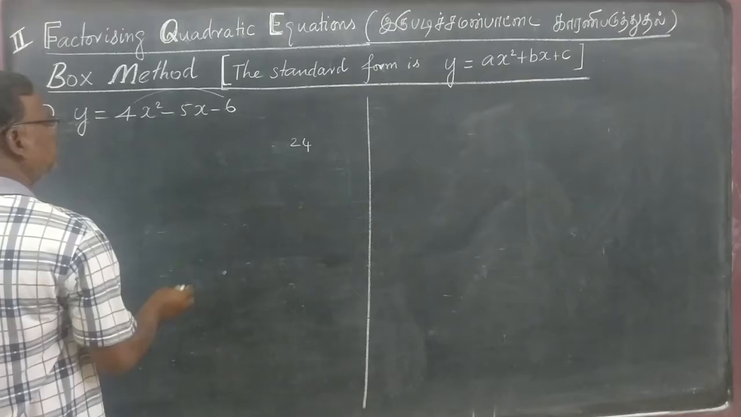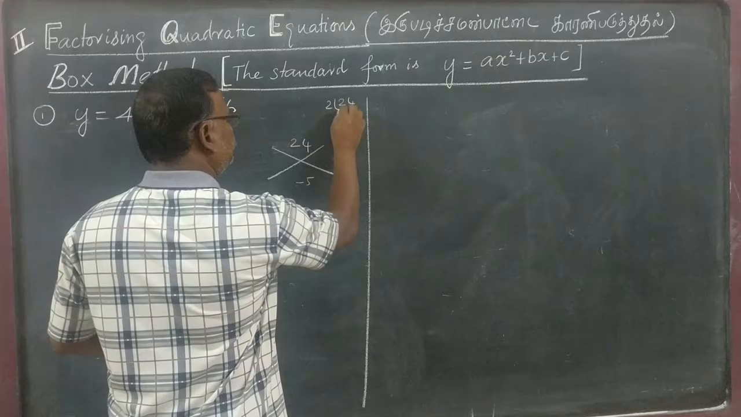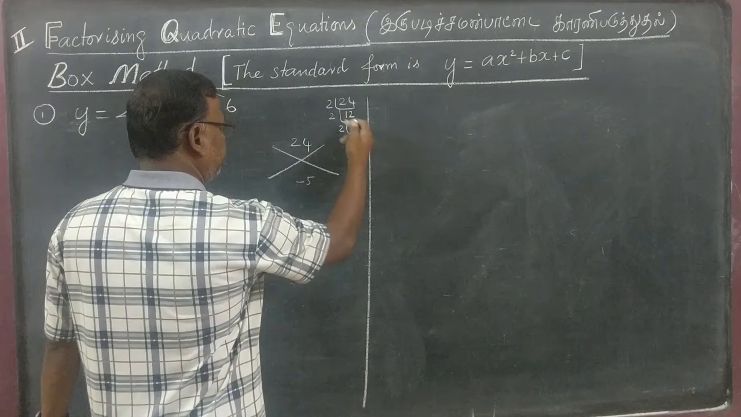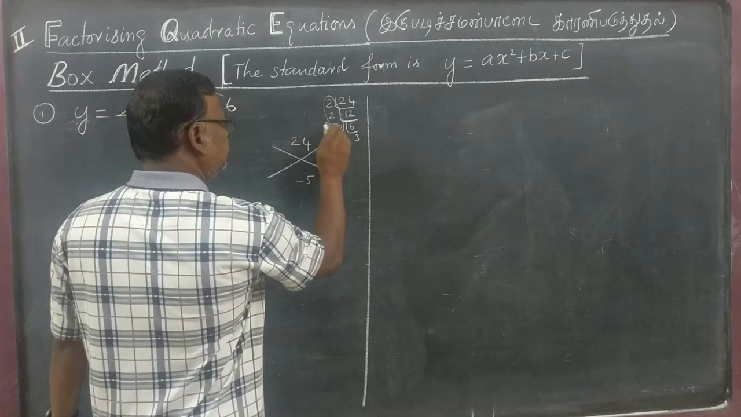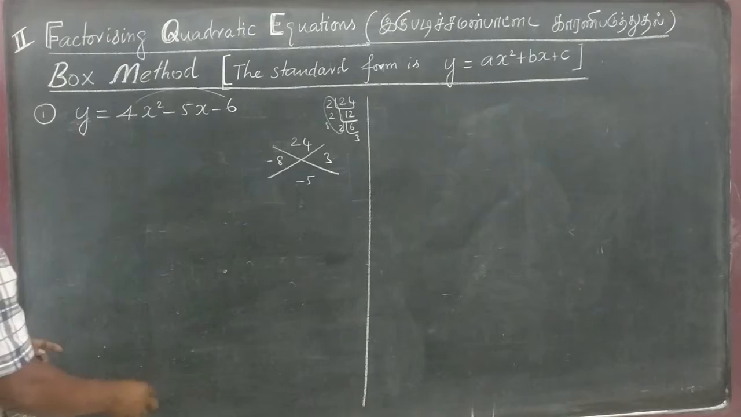24, addition minus 5, let's split it. 24 is 12 times 2, 6 times 2, 3 separate, multiply 2 into 2 is 4, 8. So 8 into 3 is 24, minus 8 plus 3. First, how to split? As split connection. Now, in the box, write the terms.